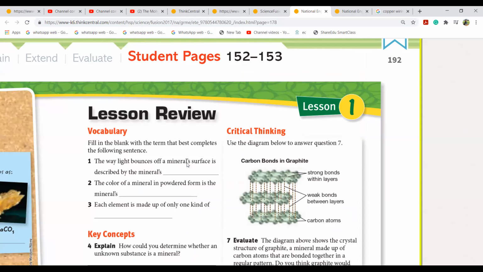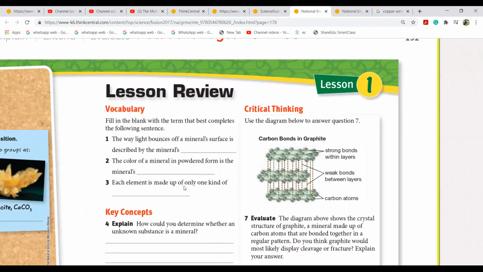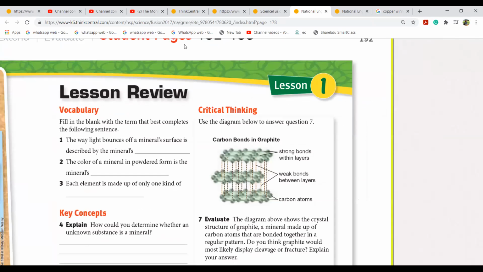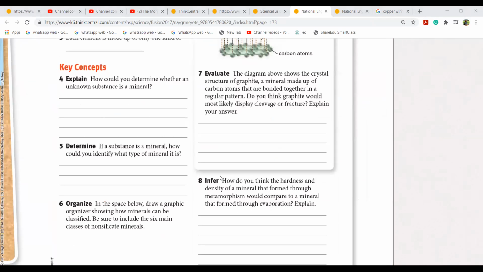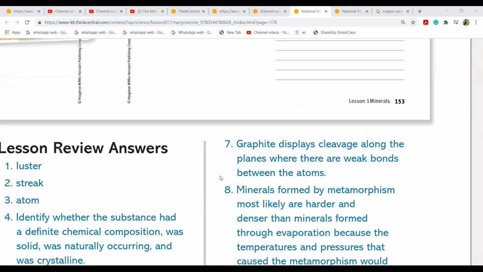Yes, girls, what is it called? No one will say. The shine that comes out. Nobody's listening, that means. It's called luster. I told you, the color of a mineral in powdered form is called the mineral streak. The color, whatever it is formed, is the mineral streak.